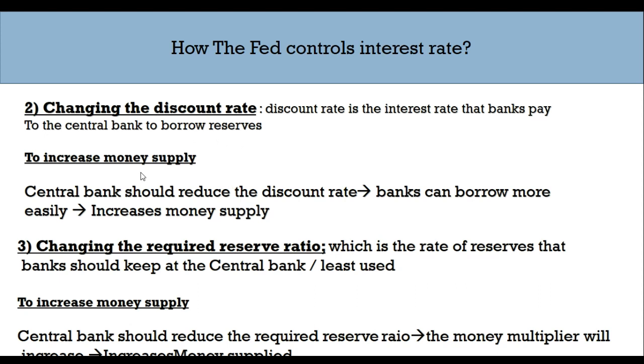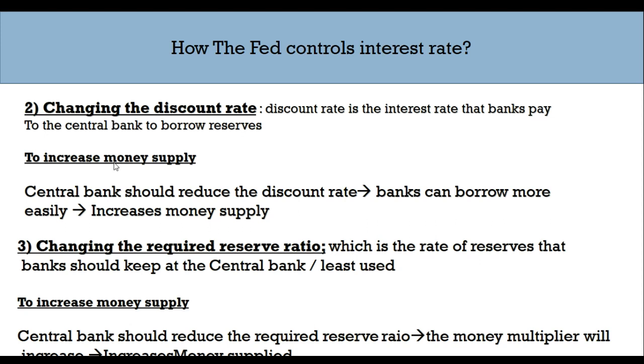So if the Fed wants to change the money supply, it can adjust the discount rate that commercial banks pay to the central bank. For example, if the central bank wants to increase the money supply, it should reduce the discount rate. And if the Fed wants to decrease the money supply, it should increase the discount rate.